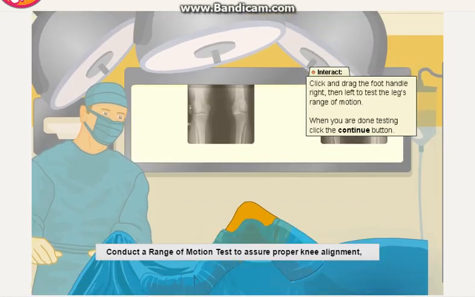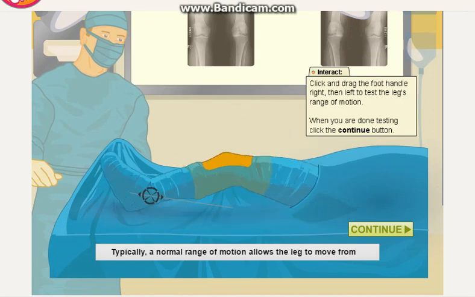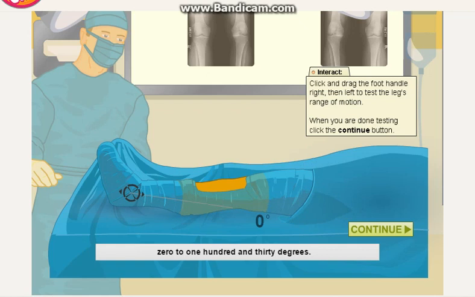Conduct range of motion tests to assure proper knee alignment and successful prosthetic fit. Typically, a normal range of motion allows the leg to move from 0 to 130 degrees. How does our patient's range of motion look?